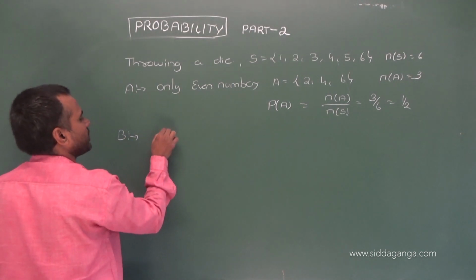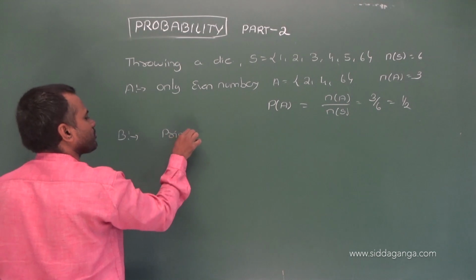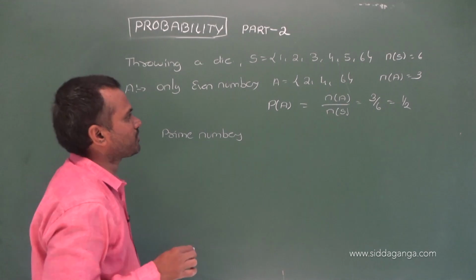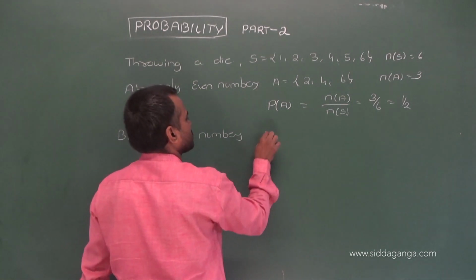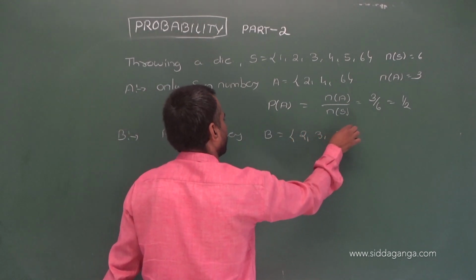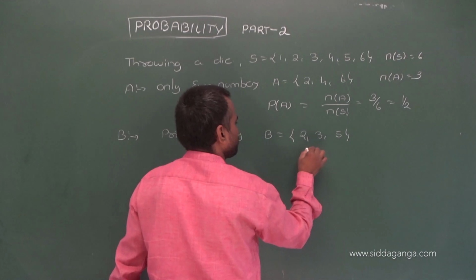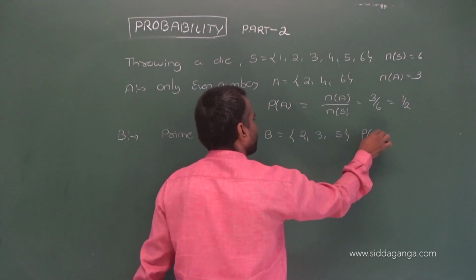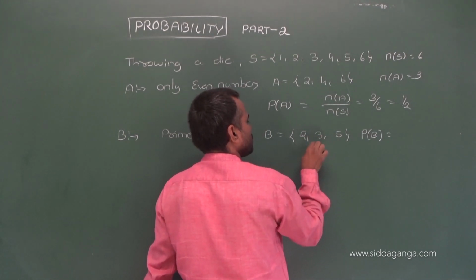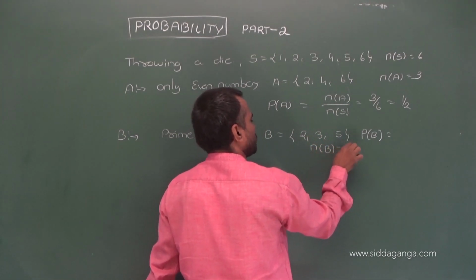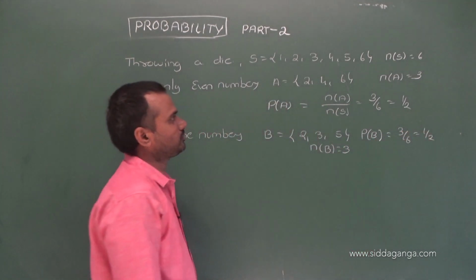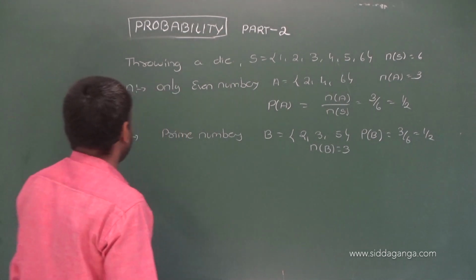If you want to write one more, no problem. Prime numbers. So prime numbers, that means B is 2, 3, 5. Then P of B. N of B is equal to 3. 3 by 6, 1 by 2.